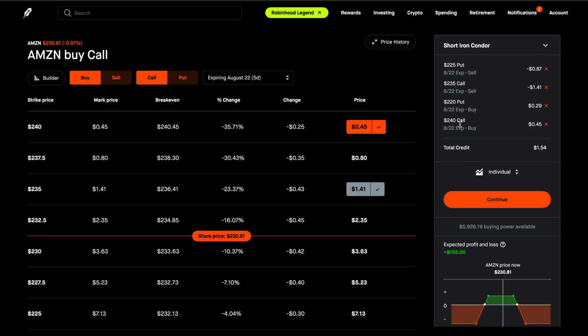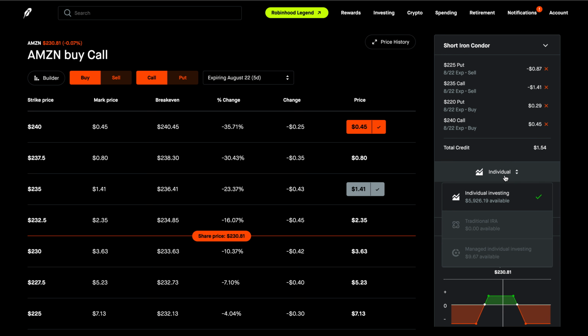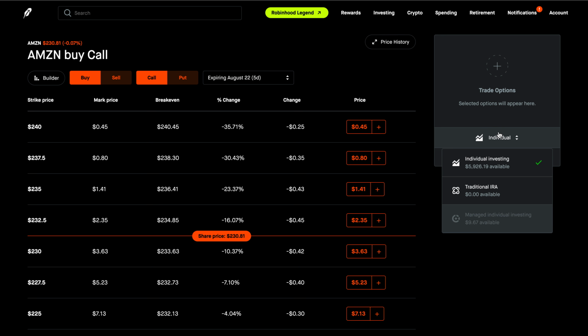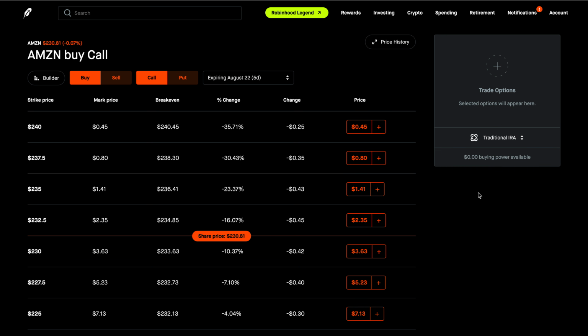Now, this is called a multi-leg strategy because we're trading more than one option. Now, what if I wanted to do something similar in my other account? Which other account do I have? Let's go ahead and clear these first. The other account I have is the traditional IRA. So let's go over to the traditional IRA account. Let's say I wanted to trade that exact same iron condor here in my traditional IRA account.